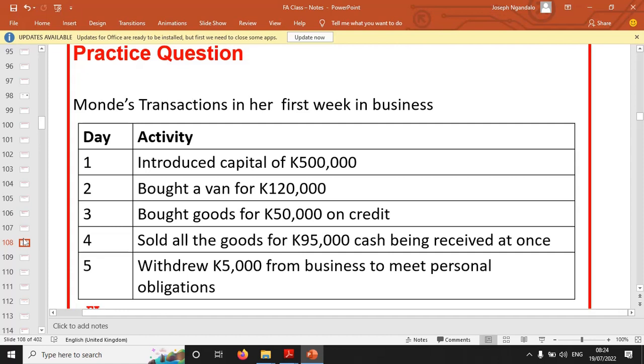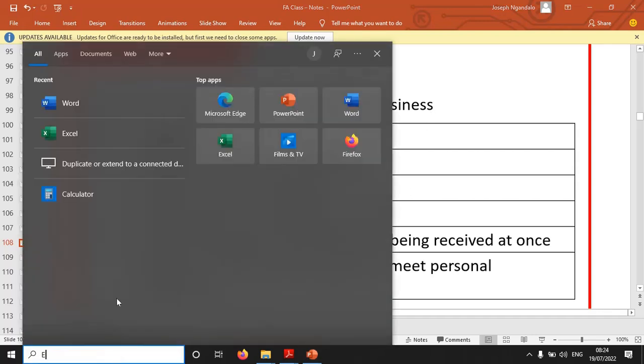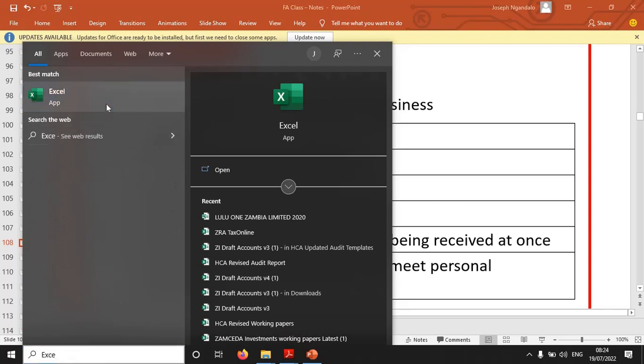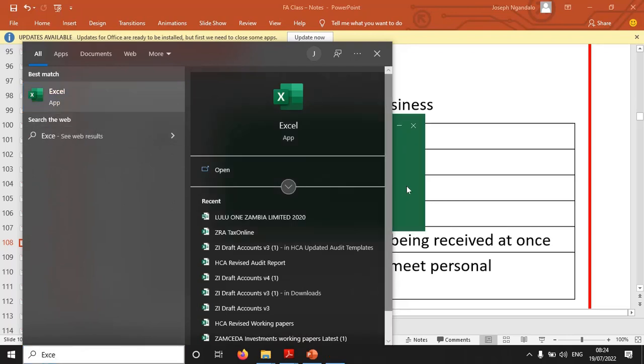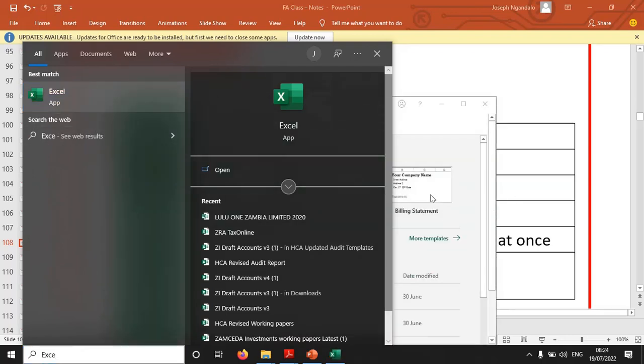Let us try to deal with the so-called accounting equation. And maybe I can also talk about the business equation. Let me just open my Excel. And you'll be writing what I'm doing. We are going to do several things today.